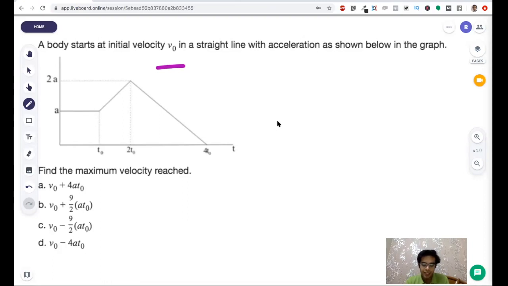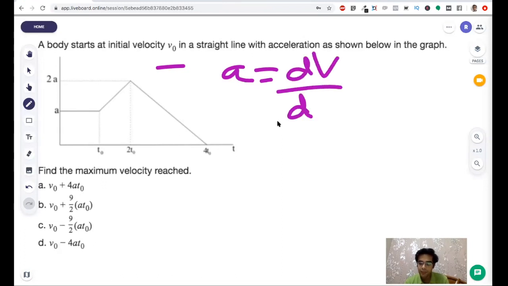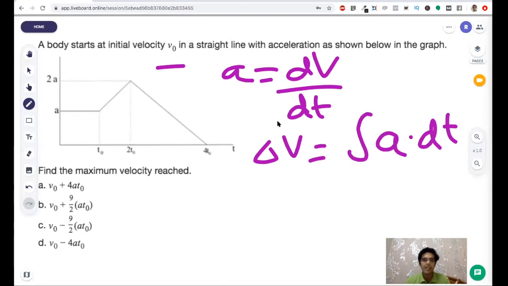Acceleration is nothing but rate of change of velocity. Acceleration is dv upon dt. And the change in velocity is given by the integration of a dt, where a is not constant here. So we cannot take a outside this integration. We have to integrate completely to find the change in velocity. The value is coming down, but still the velocity will increase. So velocity will keep on increasing from 0 to 4t naught.